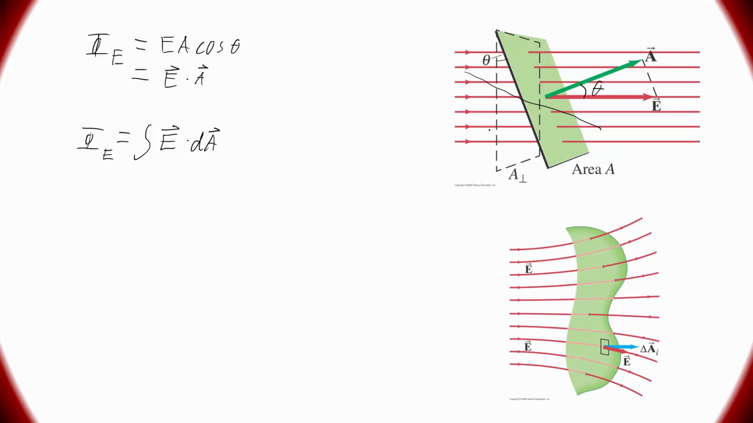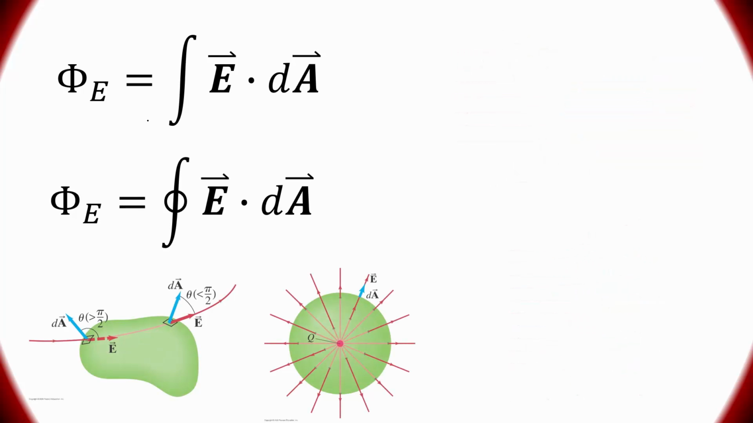Most of the time we're going to have situations that are highly symmetric, and we don't have to worry about doing something like this. So here is our flux equation in all its glory. A lot of times, this is for any surface. We could use this equation here. More commonly, we are going to be interested in the flux through closed surfaces.